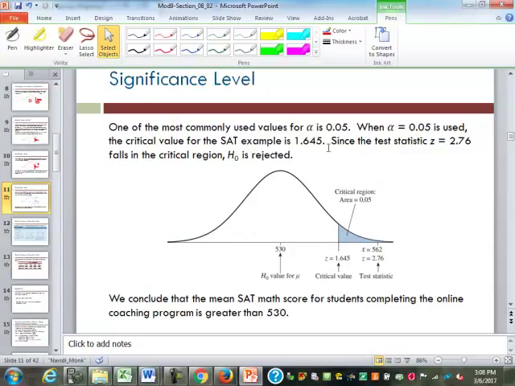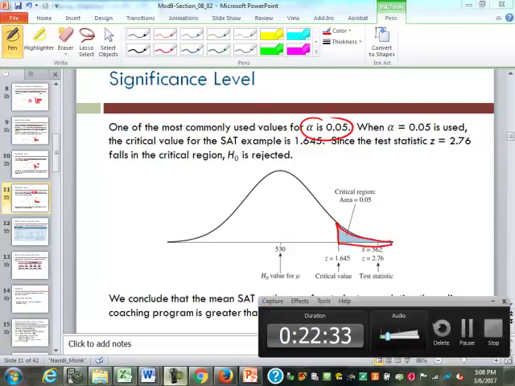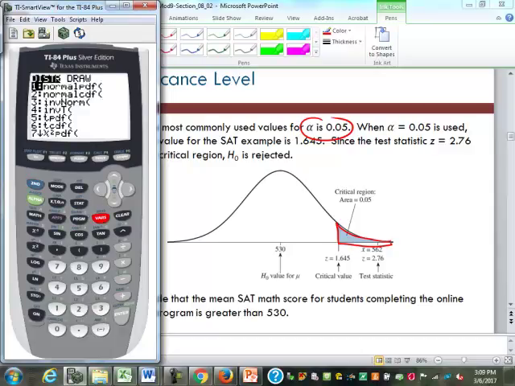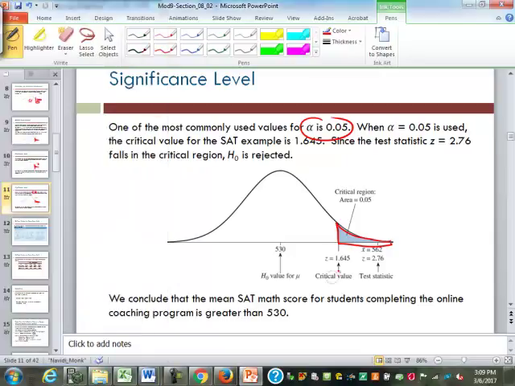So let's say this is a 95% test. So alpha is 0.05. So this probability is 0.05. If you do an inverse z, second, distribution, inverse normal. Remember the calculator's looking at less than, so we're looking at the 0.95 spot here. That's 1.6448, so 1.645, which is what we have for our critical value.